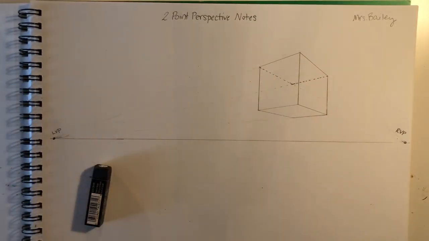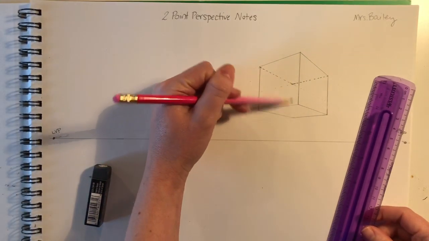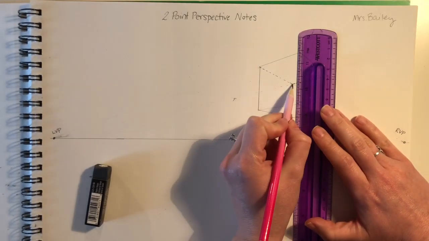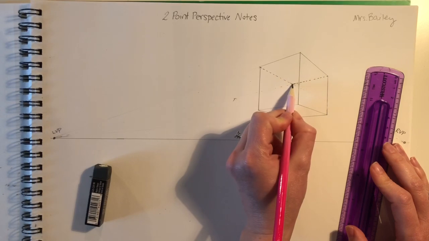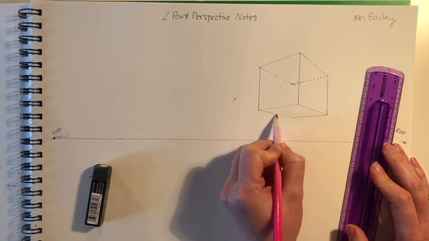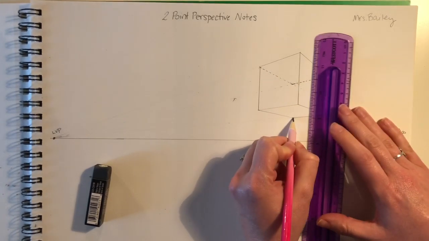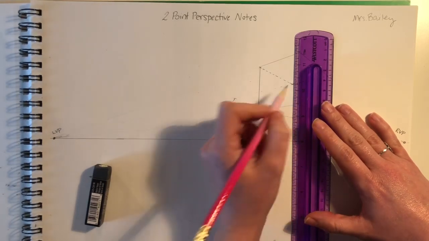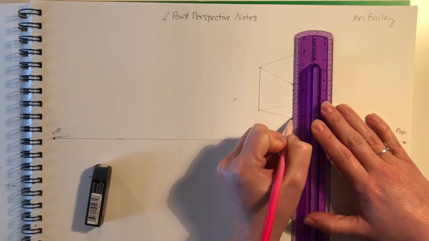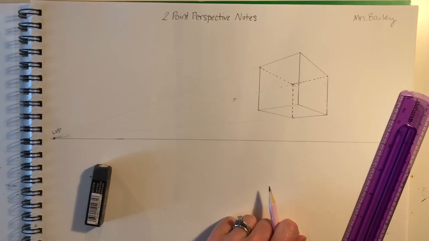Now the only thing that we have left to do on our cube is we need to create the back vertical line for our cube. So if you have done everything correctly, this intersection right here should be vertically directly above this intersection right here. So these 2 back corners should be one right above the other. Then we can connect those with a dotted vertical line. And then that is your first 2-point perspective cube complete.